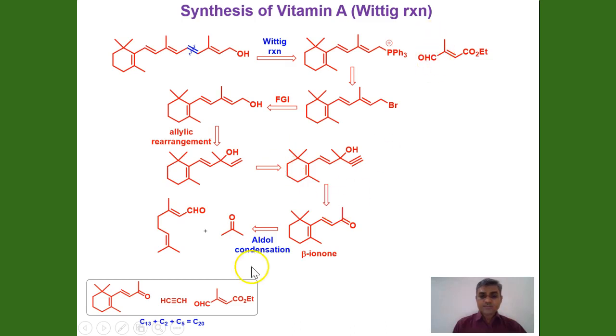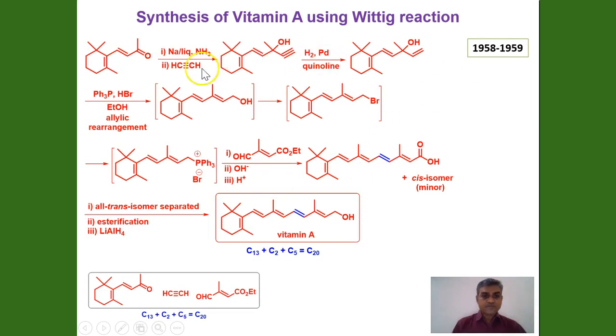Here the Wittig reaction as well as the Grignard reaction are once again employed. It's not Grignard, it's sodium in liquid ammonia. Now here beta-ionone is treated with sodium in liquid ammonia in presence of acetylene. We get here a tertiary propargyl alcohol. Tertiary propargyl alcohol on partial reduction gives tertiary allylic alcohol. Tertiary allylic alcohol undergoes allylic rearrangement to form an allylic alcohol.